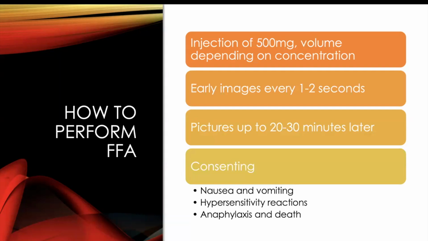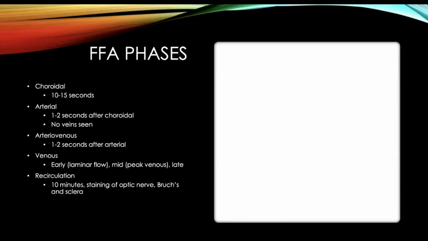The risk of anaphylaxis and death is really quite rare. So anaphylaxis is something like 1 in 100,000, and death is like 1 in 250,000. So those are your sort of formal numbers, but it is exceptionally rare. But obviously, any patient who's shown allergy before is going to be contraindicated for an FFA. So with your FFA phases, these are going to be certain phases taken at certain seconds.